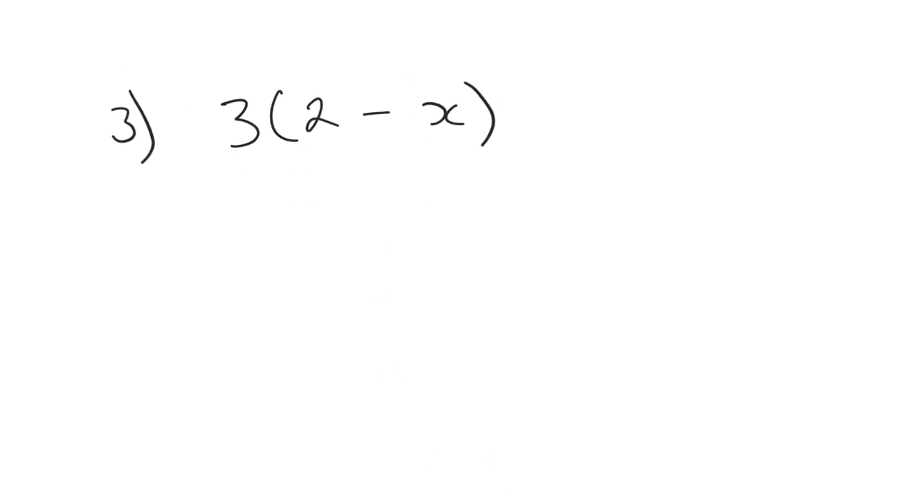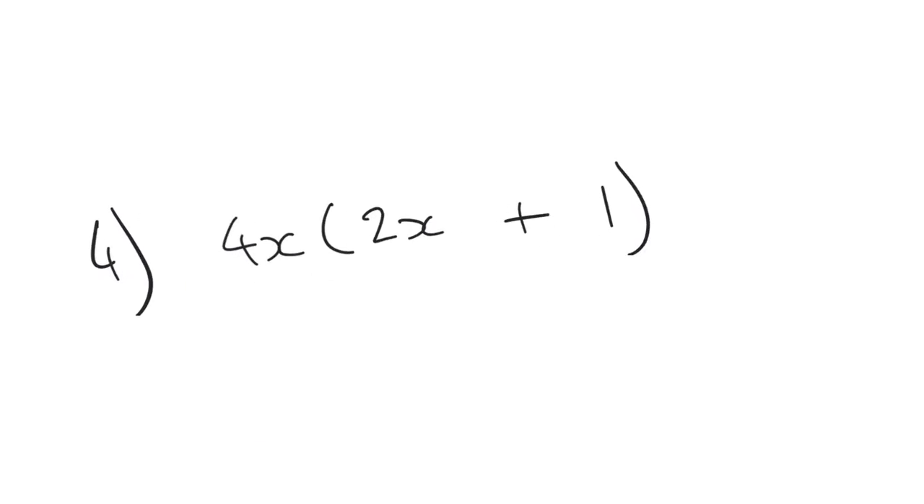Third example here, timesing these together, and then timesing these together. So the first bit, 3 times 2 is just 6, and then 3 times minus x is minus 3x. Only difference really there is the x is swapped sides, so you just need to make sure you get the multiplication the right way around.